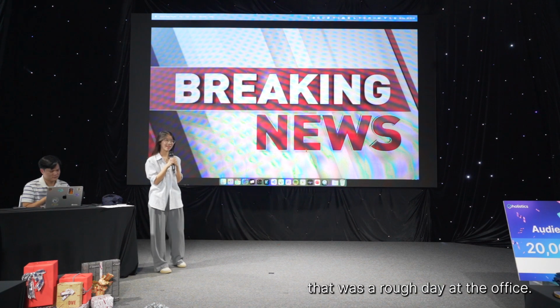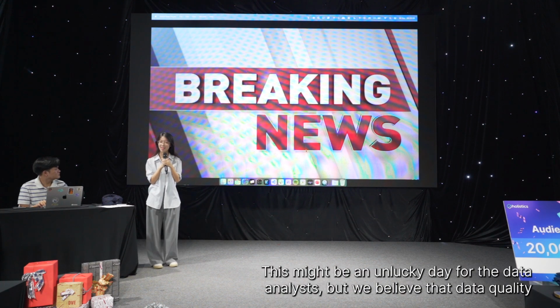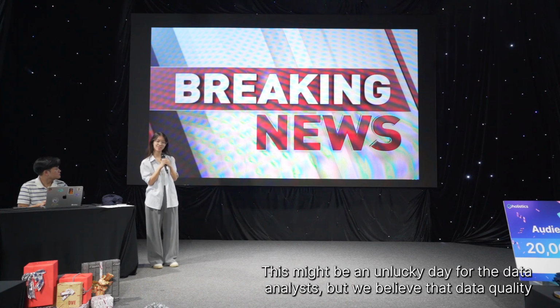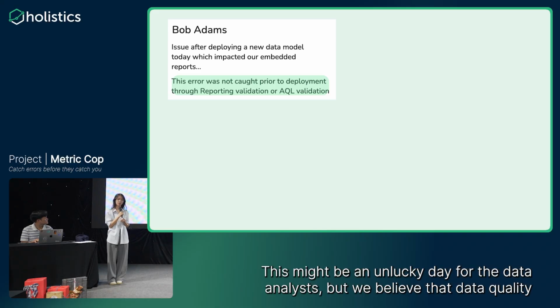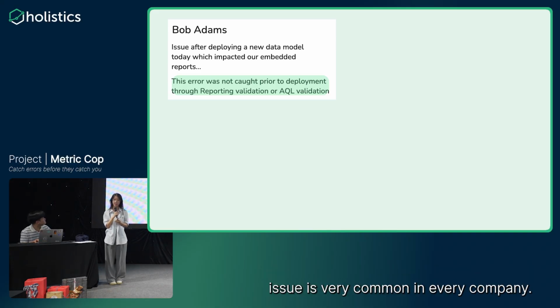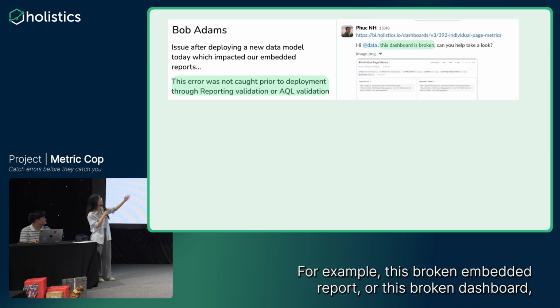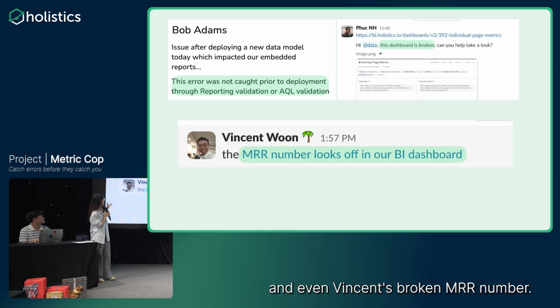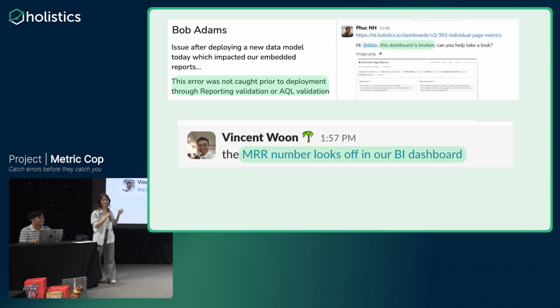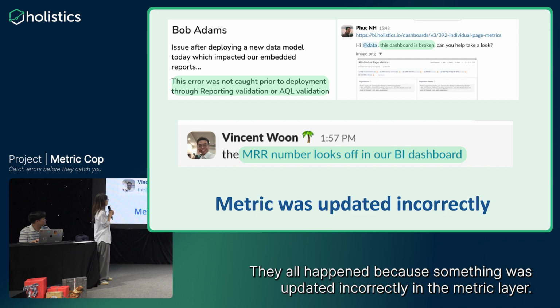Well, that was a rough day at the office. This might be an unlucky day for that data analyst, but we believe that data quality issues are very common in every company. For example, this broken embedded report, this broken dashboard, and even Vincent's broken MR number. They all happened because something was updated incorrectly in the metric layer.